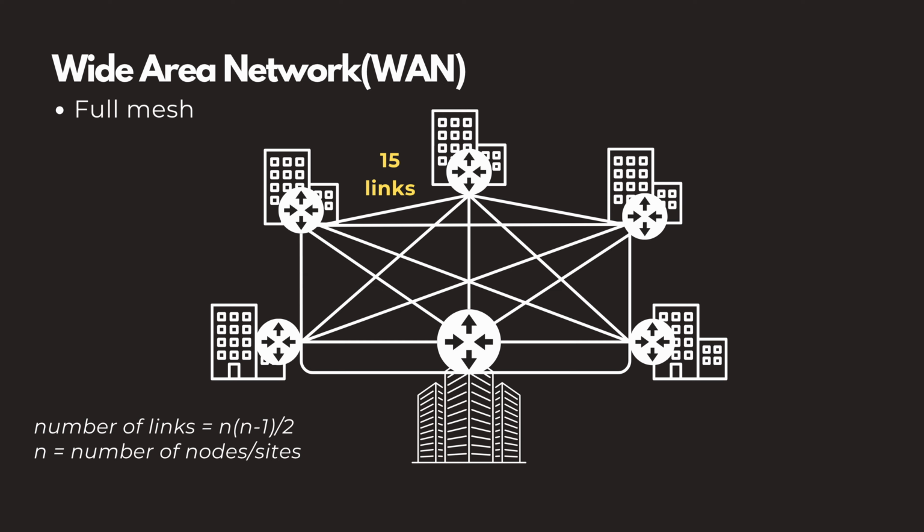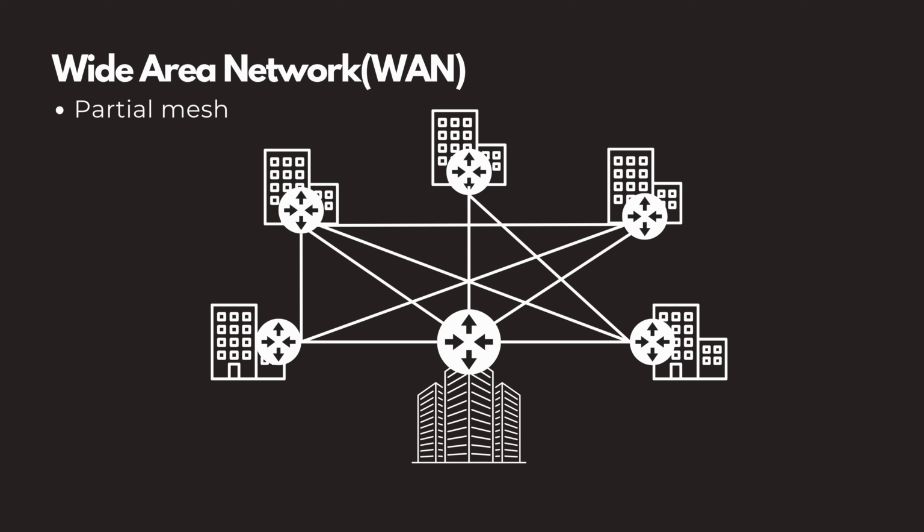To balance the number of links, most real WANs land on partial mesh. Direct links between the busiest sites, hub and spoke for the rest. Modern SD-WAN makes that a lot easier to manage dynamically.